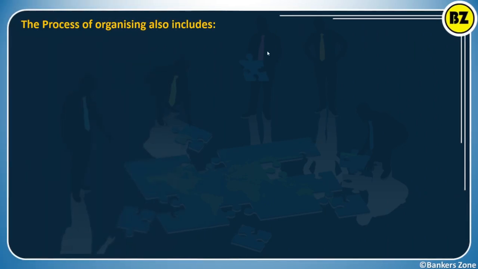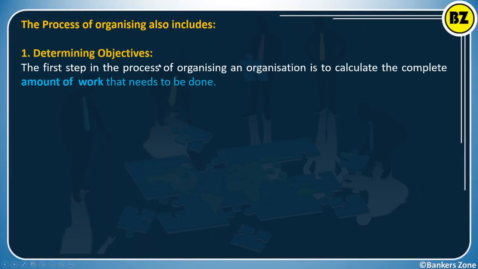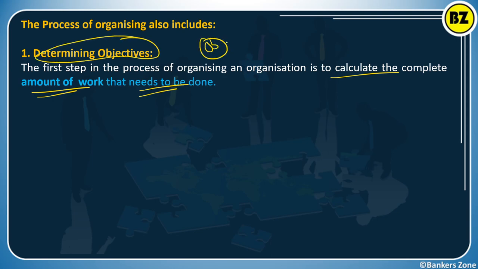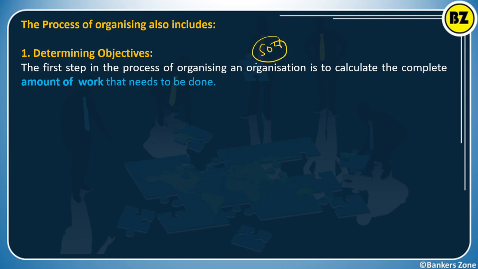Next, the process of organizing also includes determining the objective. So these five we have already discussed. Determining the objective means what? Again, the first step in the process of organizing is to calculate the amount of work that needs to be done. What is the objective? Objective means what work you have to do. So 50 crores of business to do; this is the amount of work you have to do.